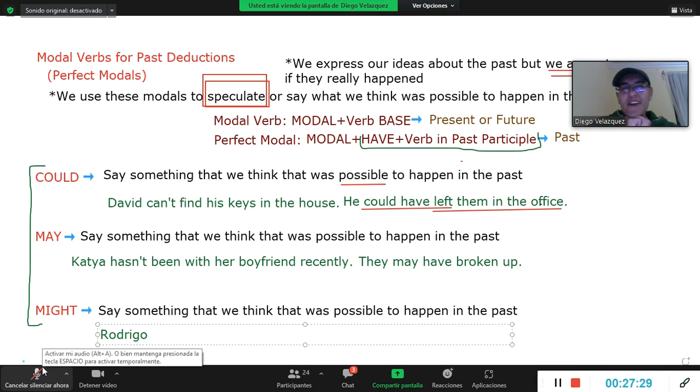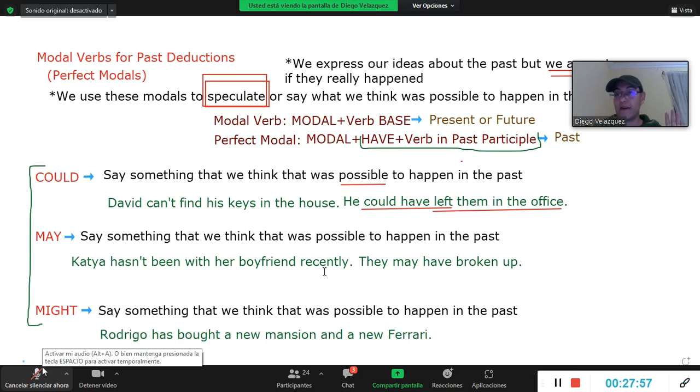Let me think. I'm trying to think of an idea for this sentence. Okay, I'm trying to process. Okay, I'm thinking on the next. Rodrigo has bought a new mansion and a new Ferrari. Okay, we have this, my friends. So this is the reality, okay? Rodrigo has bought a new mansion and a new Ferrari.